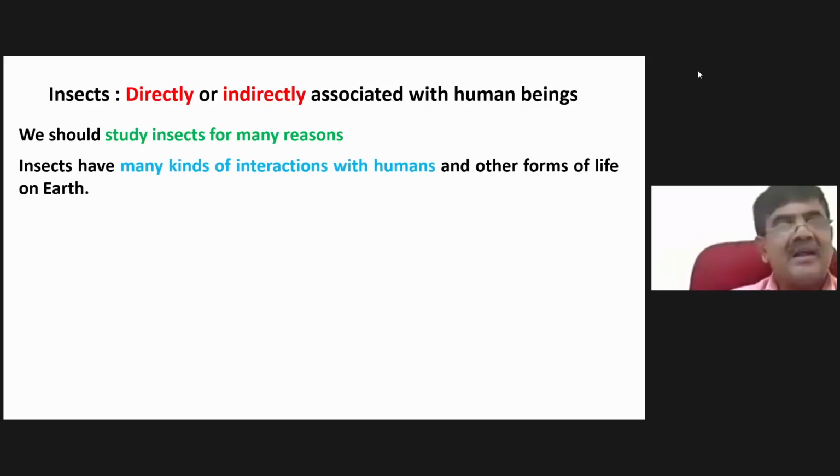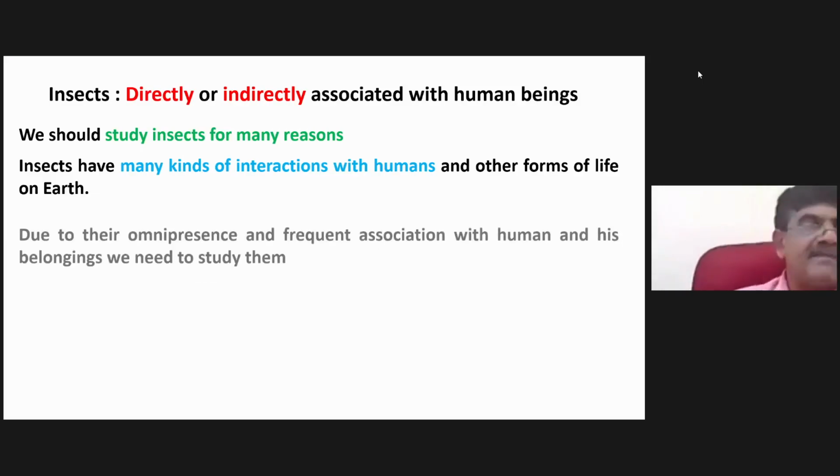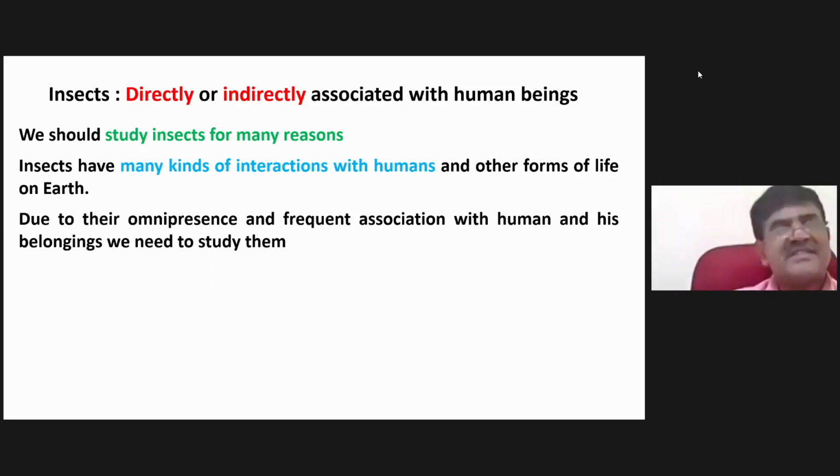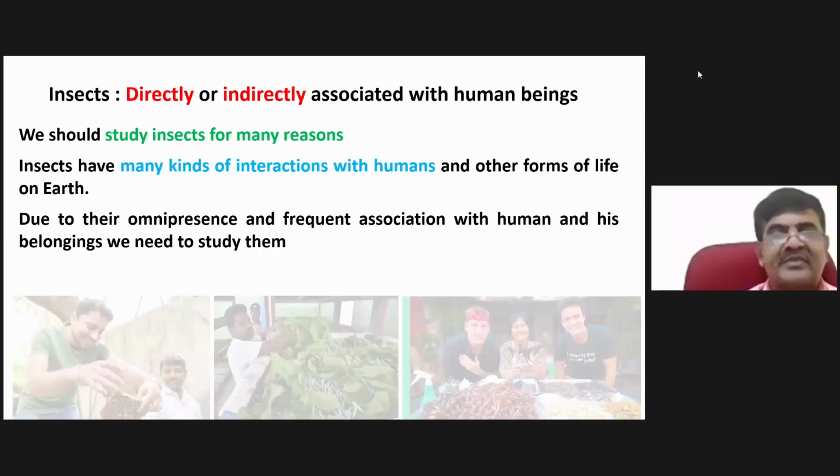These insects have different kinds of interactions with human beings. Insects have many kinds of interactions with human beings as well as other forms of life on the earth. Insects are present everywhere, that is, they are omnipresent, and have a frequent association with human beings as well as their belongings. So we need to study them.